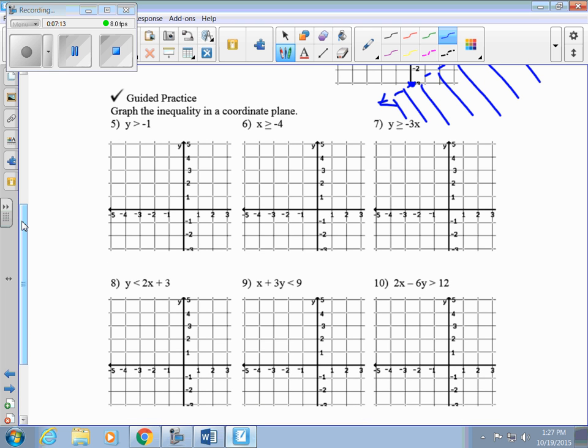All right, so we have questions 5 through 10 in the guided practice. I'm going to go ahead and do all of those. If you want to pick a couple of them to try, go ahead and pick a couple of them. But at this point, you can pause the video and hit play when you're ready to move on.